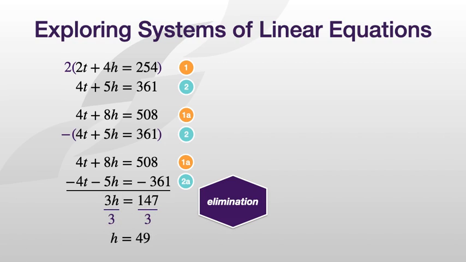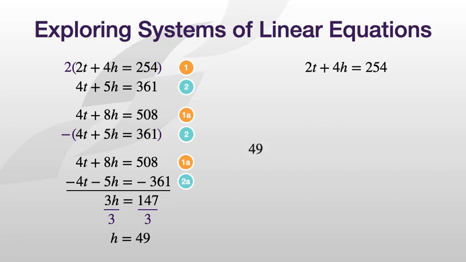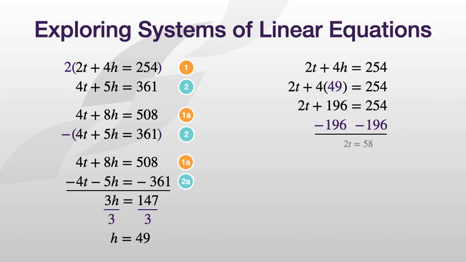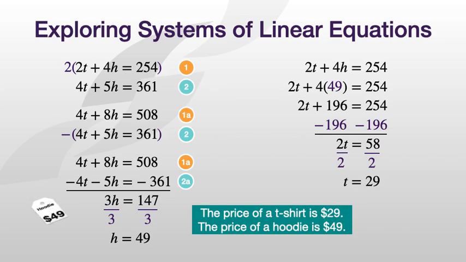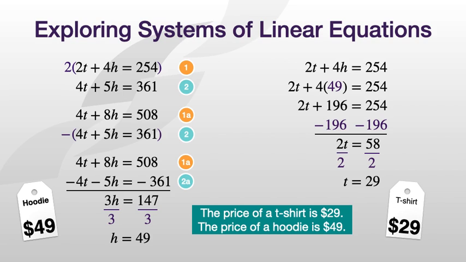To determine t, we can replace h with 49 in either equation 1 or 2. I chose the first equation. 4 times 49 is 196. Subtracting 196 from both sides of the equation gives 2t equals 58. Dividing by 2 results in t equals 29. In context, this means that the price of a hoodie is $49 and the price of a t-shirt is $29.